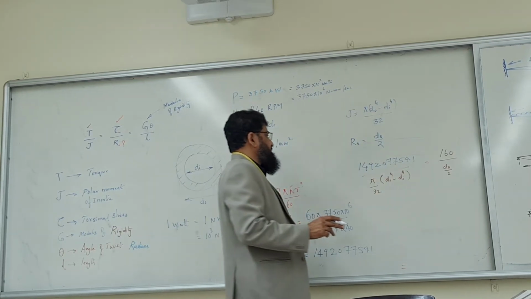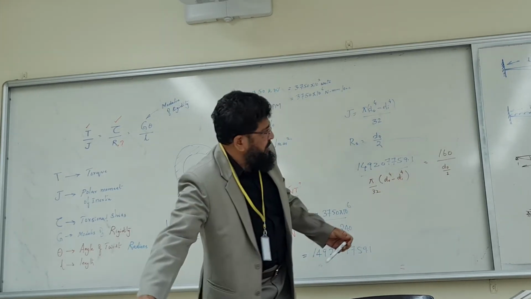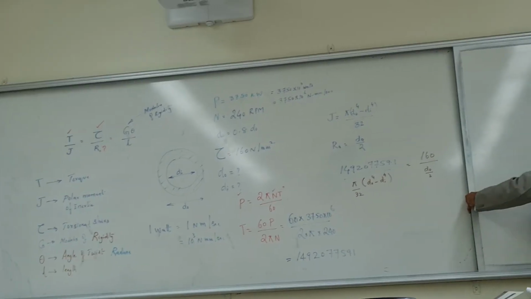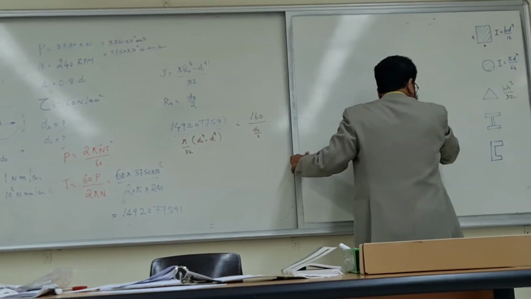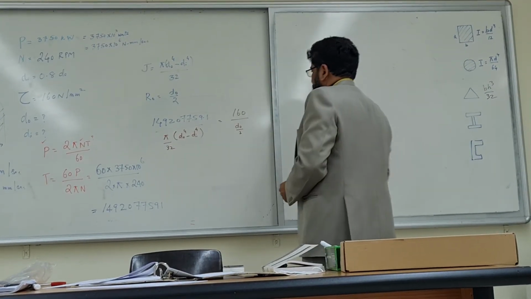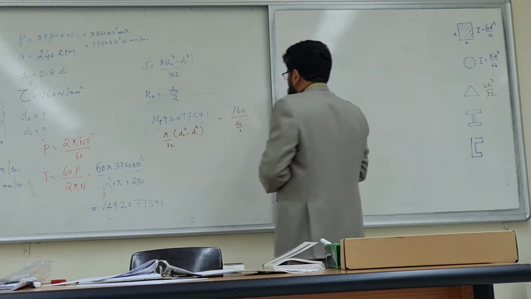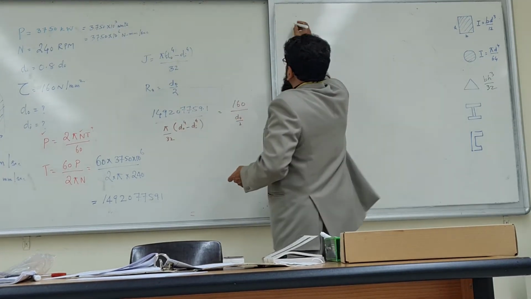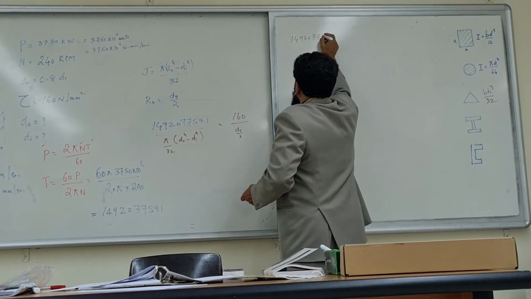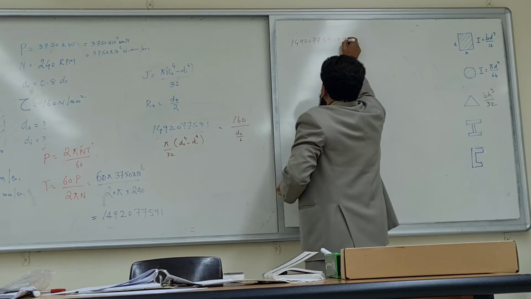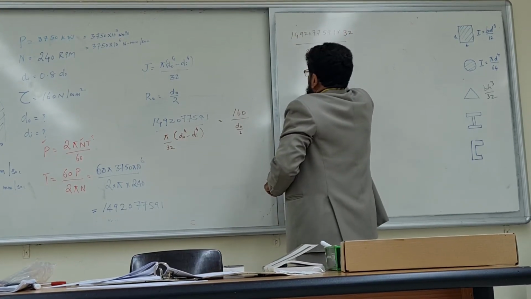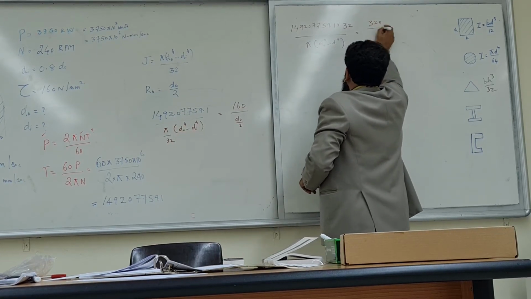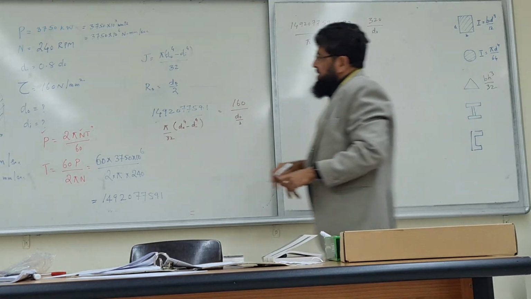So now what will happen? Just take the values up and down. I will bring this one over here, and this will go up. 2 into 160 is 320. So I have 149207759.1 multiplied by 32 divided by pi times (d naught to the power of 4 minus di to the power of 4) is equal to 320 divided by d naught.